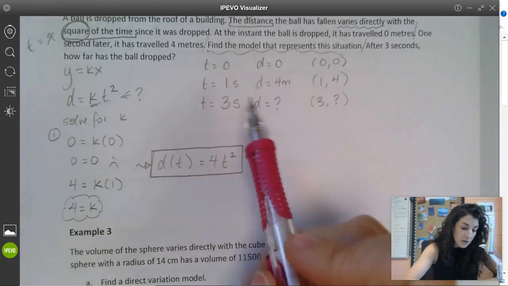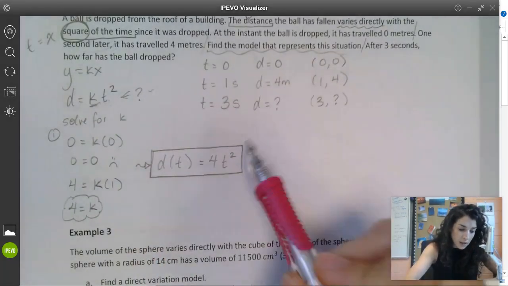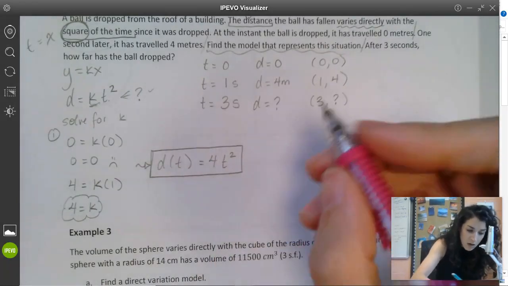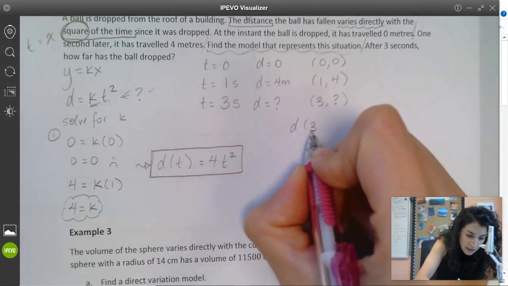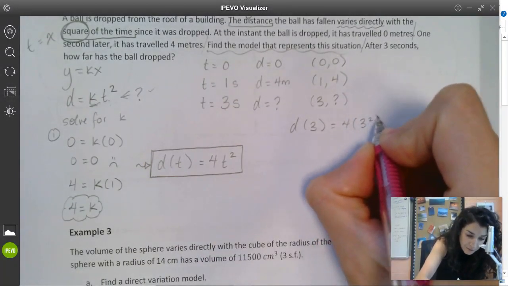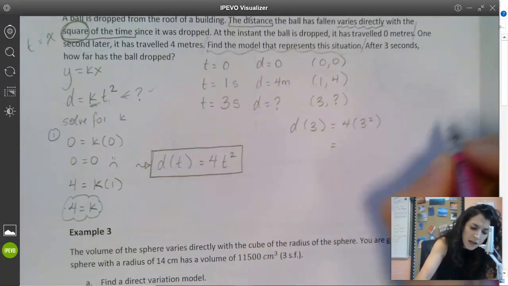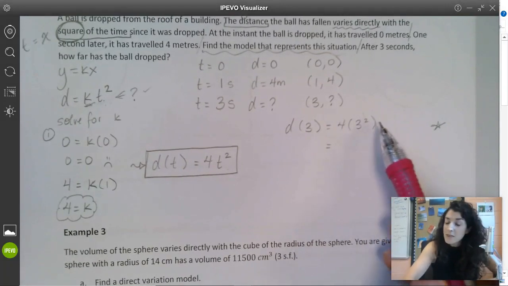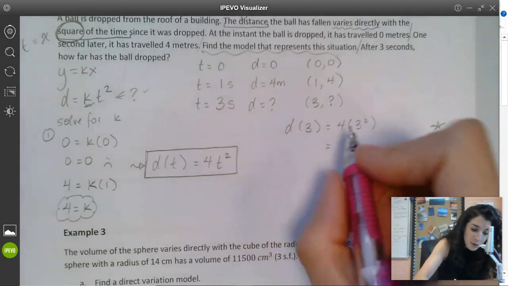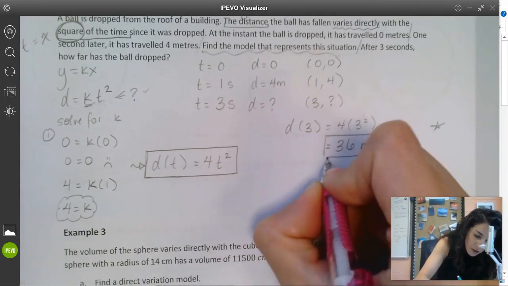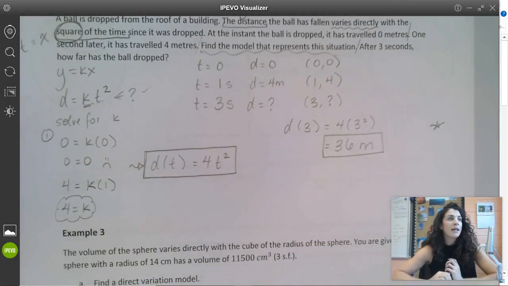All right, next thing that we need to do, solve for that one, check. Next, I need to solve for this guy. So when time is 3, I just need to find D of 3, which means I plug in 3 for t. 3 squared, let's do this on your own. I think you can solve for that guy on your own. Remember that 3 squared is 9, 9 times 4 is 36, and the answer is 36 meters. After 3 seconds, the ball has dropped 36 meters.